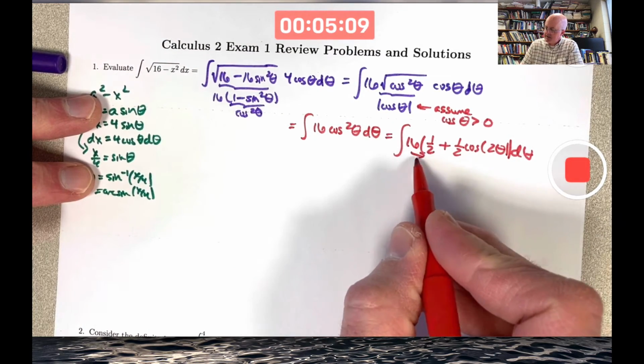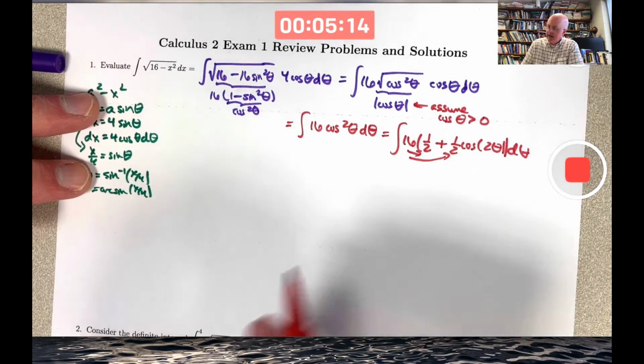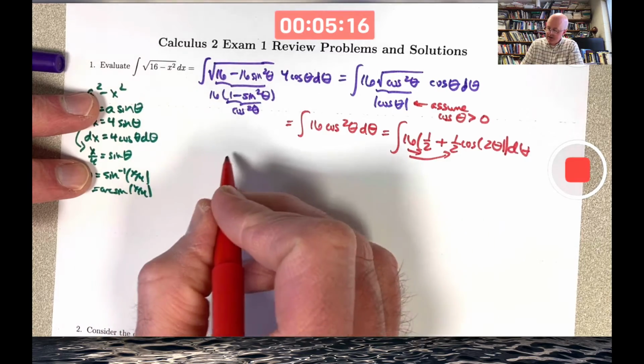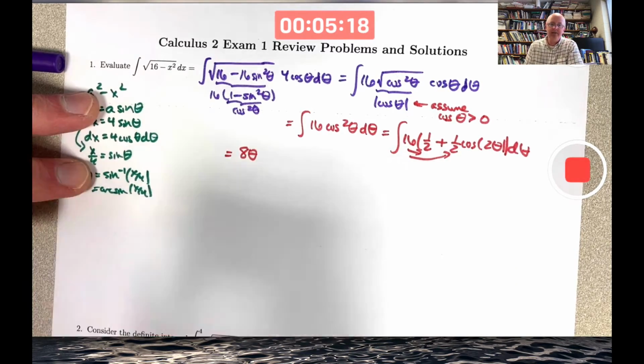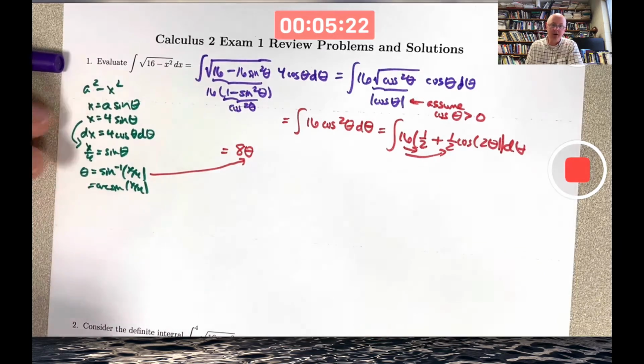Anyway, I can distribute the 16 through there. 16 times a half, of course, is 8. Integrating 8 with respect to theta just gives you 8 theta, so I can write in 8 theta. And I can also say I'm going to replace that theta with ultimately inverse sine of x over 4, or again, you could write arc sine of x over 4.